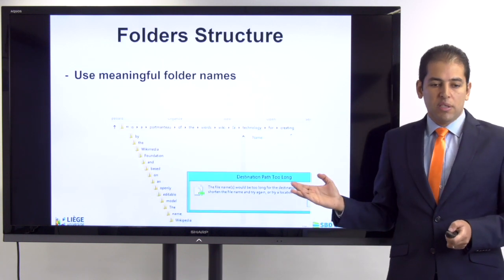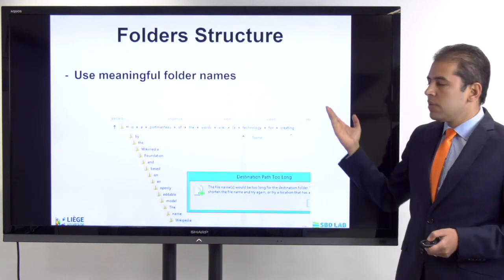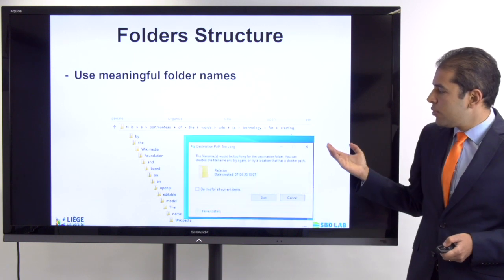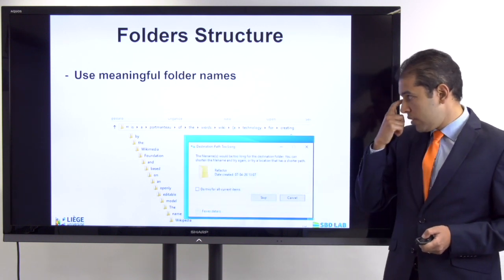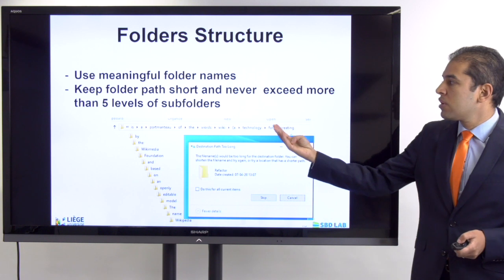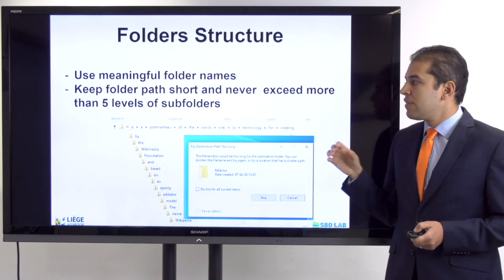Now, moving on from cleaning up your data to organizing your data. How can I organize my data? First of all, use meaningful folder names. It's totally important to create a meaningful folder name and make sure that you keep your folder path short and never exceed more than 5 levels of subfolders.